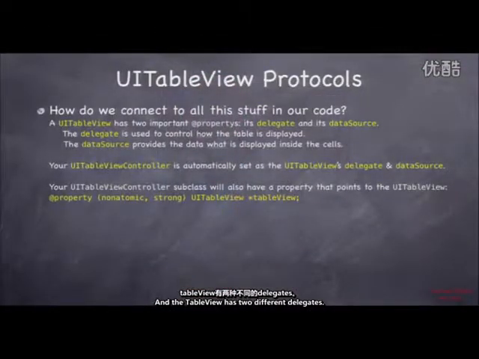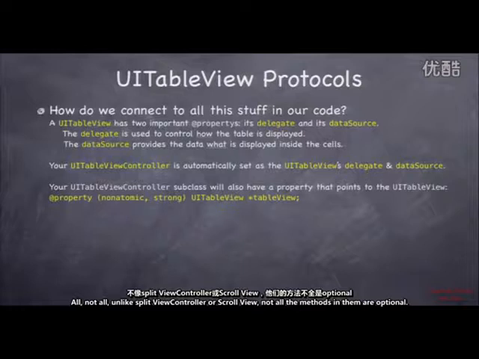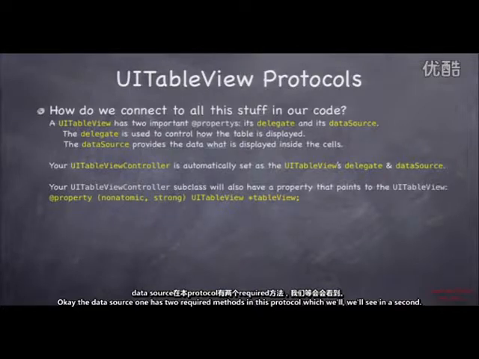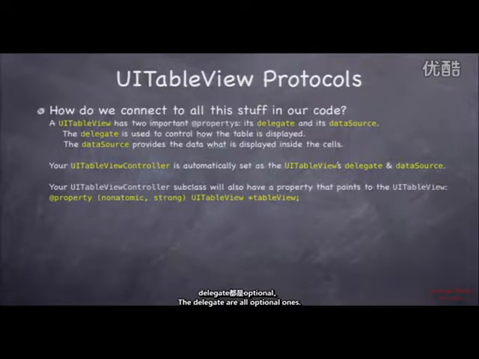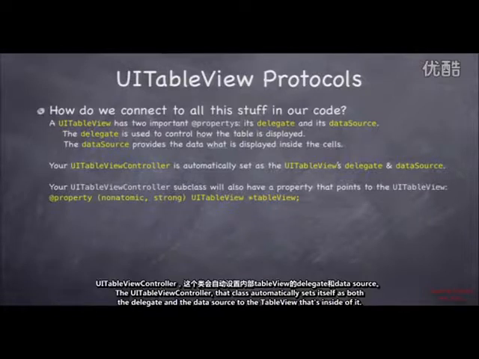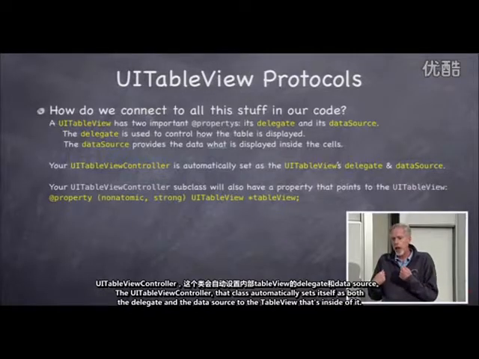And the table view has two different delegates. One's called the delegate and one's called the data source. And they're just protocols. Unlike split view controller or scroll view, not all the methods in them are optional. The data source one has two required methods in its protocol, which we'll see in a second. The delegate ones are all optional. The UI table view controller class automatically sets itself as both the delegate and the data source to the table view that's inside of it.